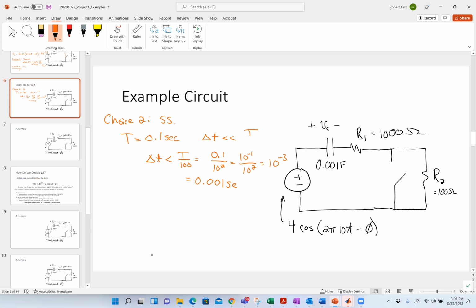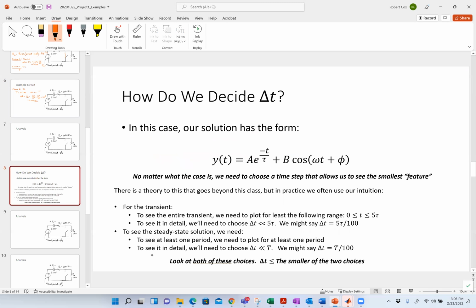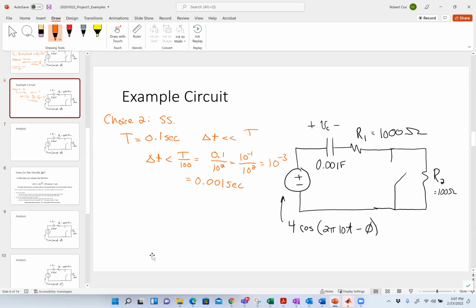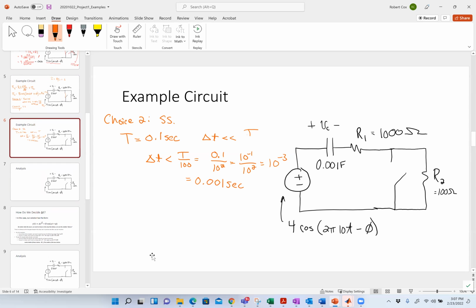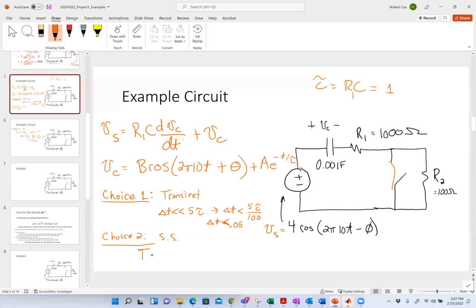0.001 seconds. All right, so what we sort of said before is I look at both of my choices. I have a choice that comes from the transient, and I get a choice that comes from the steady state solution. I look at which one imposes the smaller requirement. That's the one I have to go with. So in this case, choice 2, to see the steady state, I needed a time step that was less than 0.001 seconds. To see the transient, I needed a time step that was less than 0.05. All right, so I got 0.05 and 0.001.